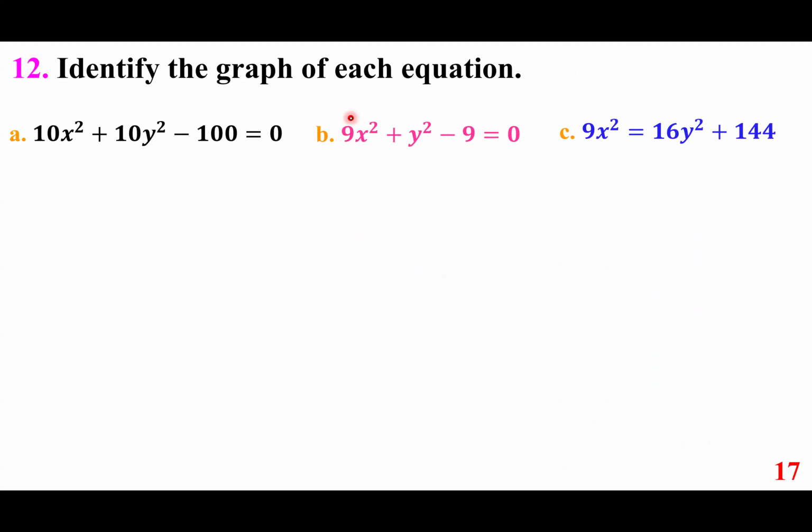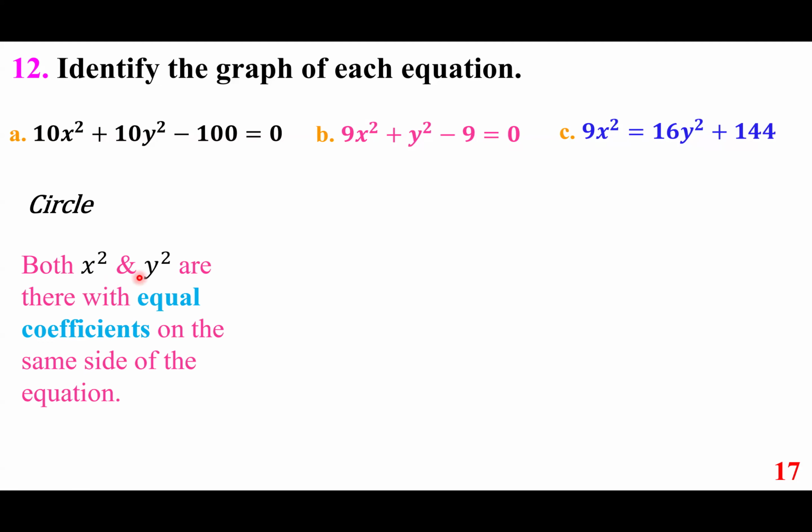Identify the graph of each function. 10x squared plus 10y squared minus 100 equals 0. So when it comes to analytic geometry and various types of conics, we have a circle, we have an ellipse, we have a parabola, we have a hyperbola, which one is which, and we want to discuss that. And so the first one becomes a circle. Why is that? Both x squared and y squared are there with equal coefficients on the same side of the equation.